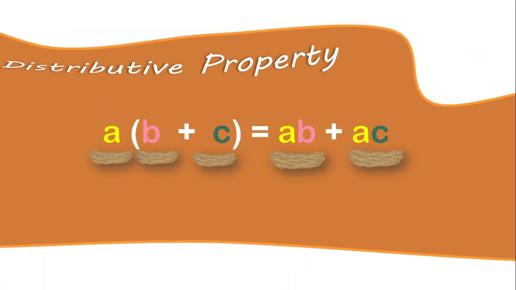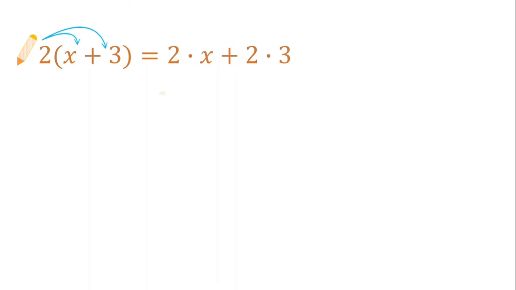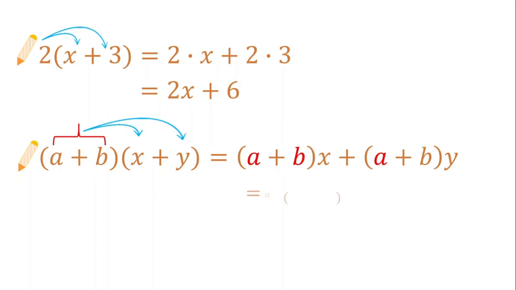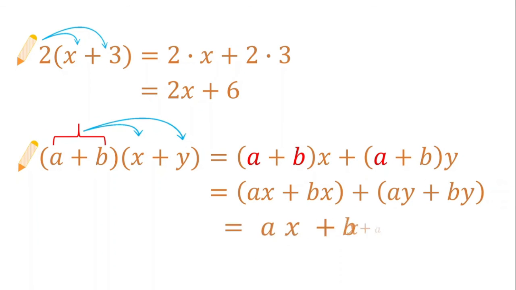Let's try to use the properties of real numbers. For the first expression, we will use first the distributive property. And lastly, simplify. For the second expression, we will use first the distributive property. And apply again the distributive property. For the last step, we will remove the parentheses because, according to the associative property, the order of addition doesn't matter.